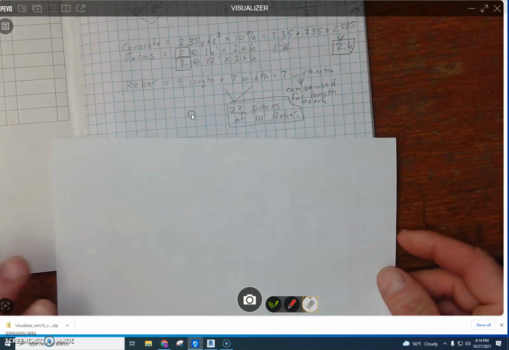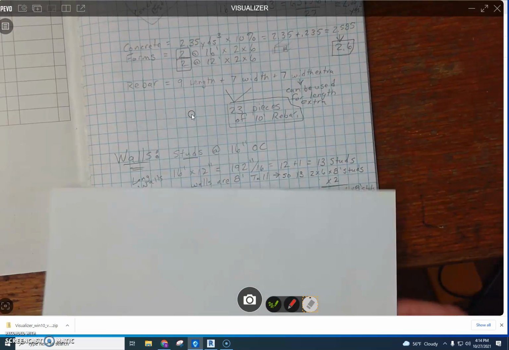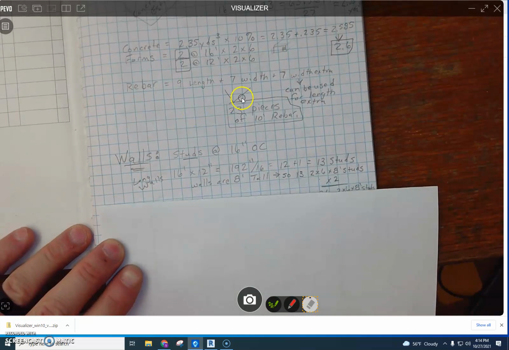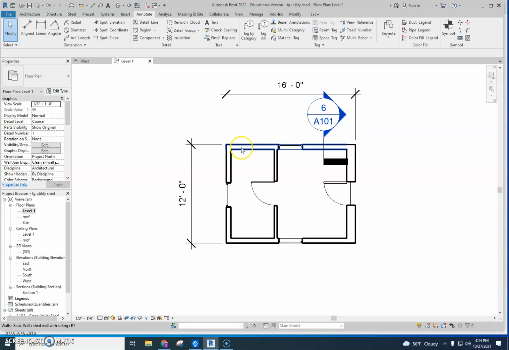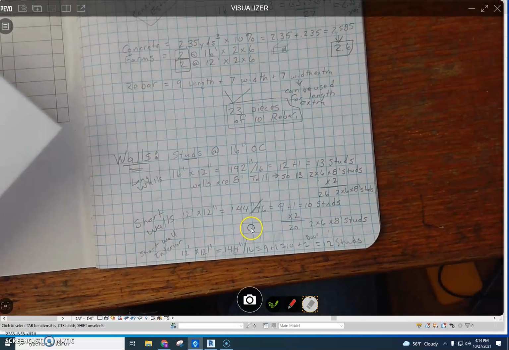So the next thing we have on our spreadsheet down here are our walls. To figure out our studs, I'm looking at this. These are our long walls. These are our short walls. It doesn't matter. Technically, this would be north, this would be south, this would be east, and this would be west. Some people like to do it that way. We're just going to call them long and short for now. But anyway, the next couple videos are going to be us going through those in our notebooks, what you should have in your notebook.